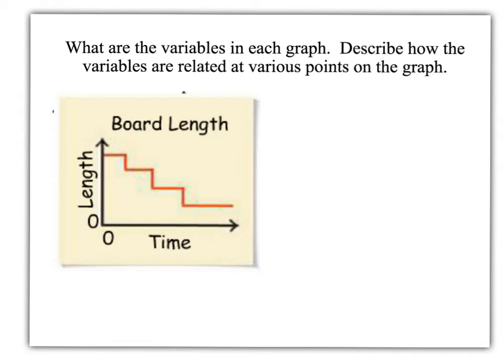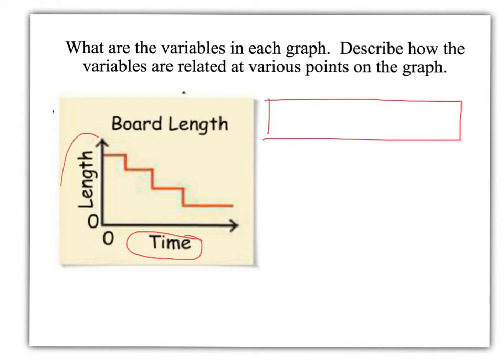So this one is we have board length. Okay, so think of like a 2x4 or something, just a really long board. And again, it doesn't matter how long it is, it's just a long board. So our variables would be time and length. Variables are things that are changing. So time is changing. This could be 1, 2, 3, 4, 5, 6, 7, 8, 9, 10. It could be seconds, it could be minutes, but regardless, it's changing. And so is the board length.